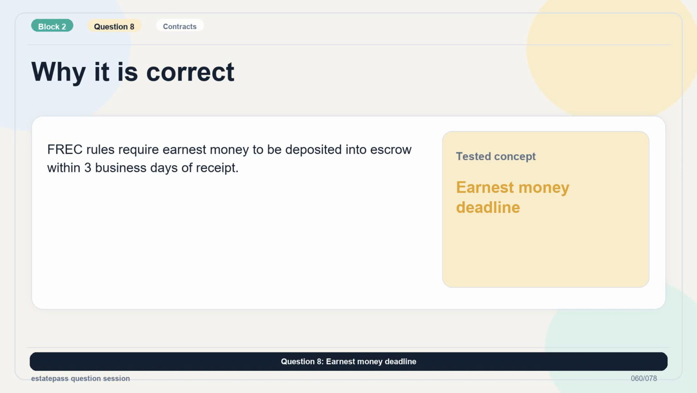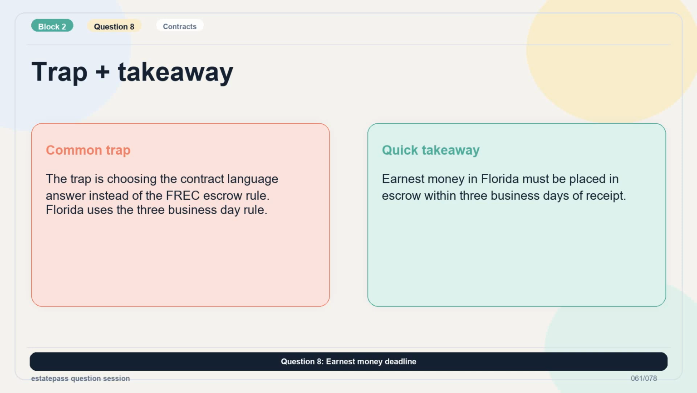Explanation. FREC rules require earnest money to be deposited into escrow within 3 business days of receipt. Common trap. The trap is choosing the contract language answer instead of the FREC escrow rule in Florida. Quick takeaway. Earnest money in Florida must be placed in escrow within 3 business days of receipt.